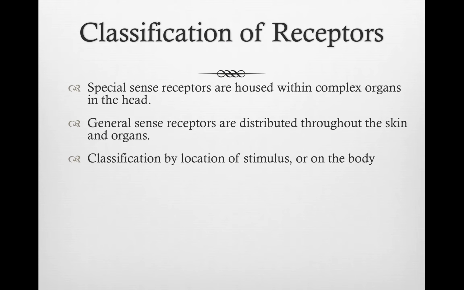When it comes to receptors, it depends upon where we find them. Special sense receptors are housed in those complex organs in the head, the complex sense organs. Whereas general sense receptors are just distributed throughout the skin and organs, so they are continuous to a great extent with our idea of the peripheral nervous system. And we classify these based upon the location of the stimulus or their location on the body.